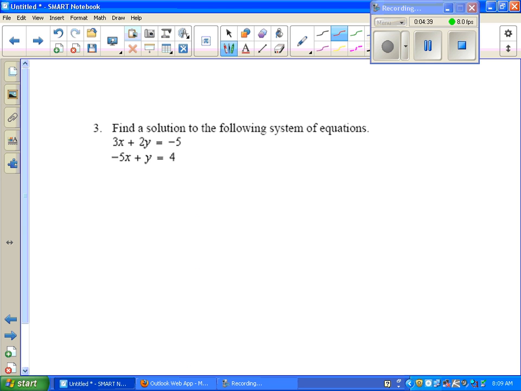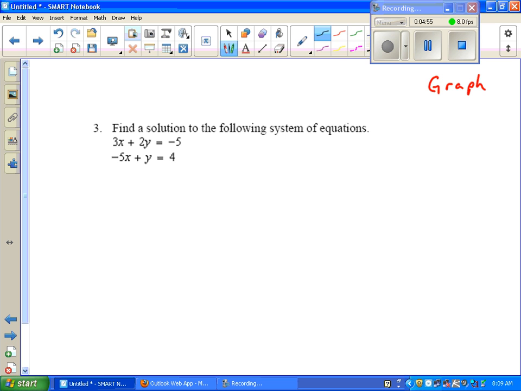Number 3, find a solution to the system of equations. Now, between last week and this week, we learned 3 different ways to find solutions to systems. The first one, the least effective way, was to graph both of the equations.